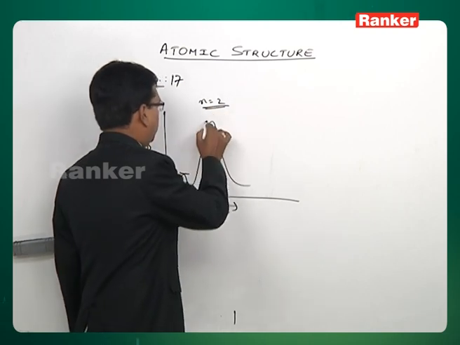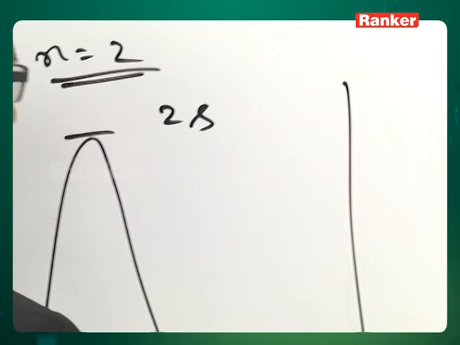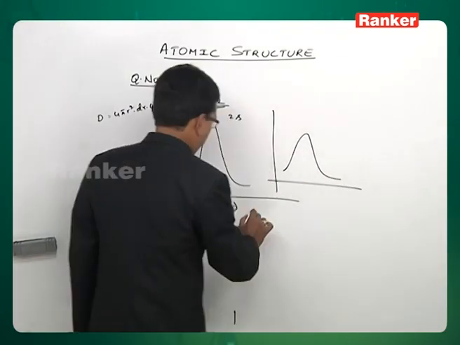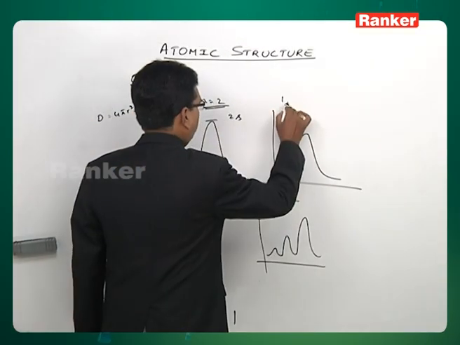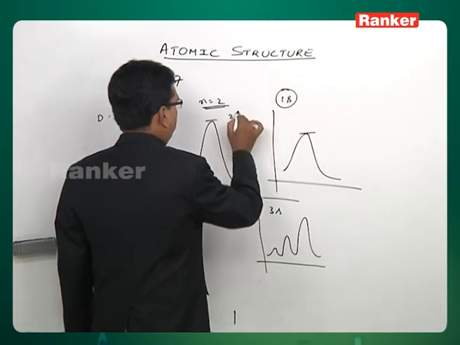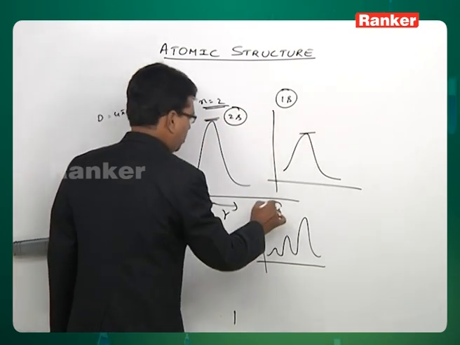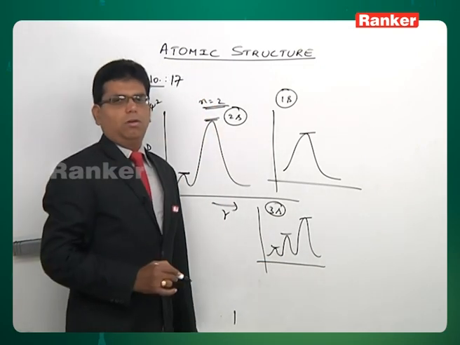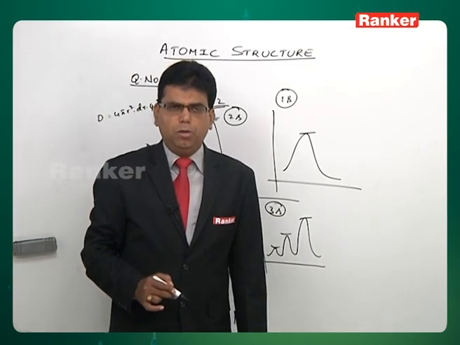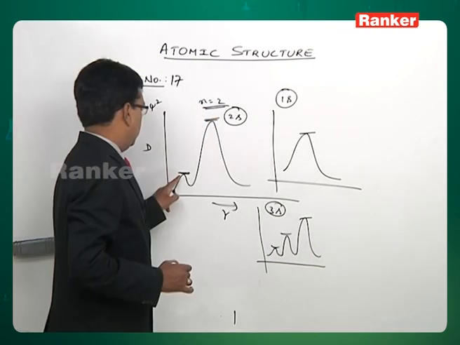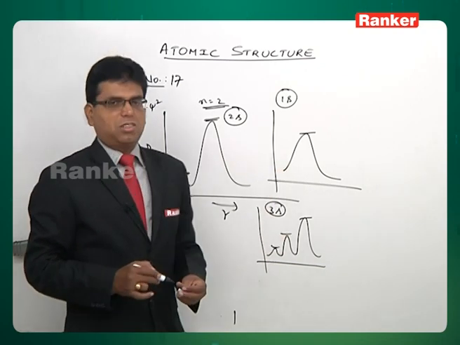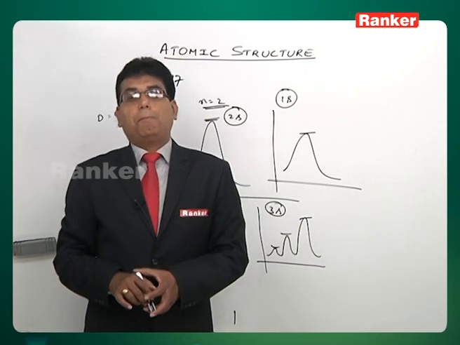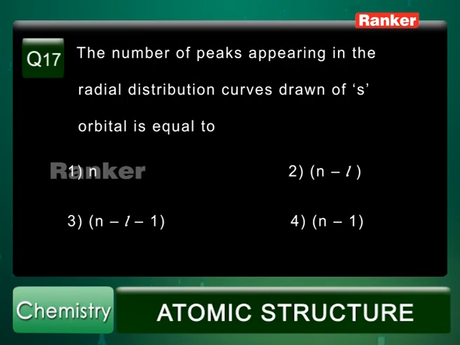This is for 2s. If it is for 1s, then you will get a curve like this. For 3s, you will get a curve like this. For 1s, you will get 1 peak. For 2s, you will get 2 peaks. For 3s, you will get 3 peaks. So, the number of peaks is equal to the value of n: n equal to 1, 1 peak; n equal to 2, 2 peaks; n equal to 3, 3 peaks. So, the number of peaks in radial probability distribution curves is equal to the principal quantum number n. So, the correct answer is option 1.